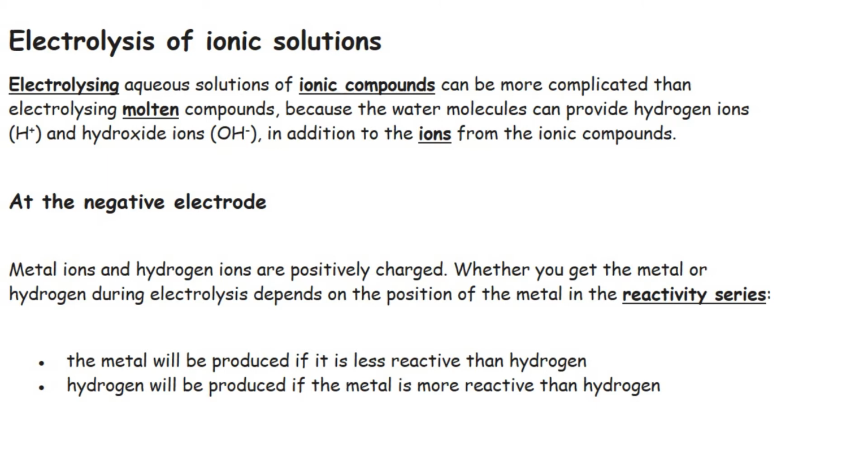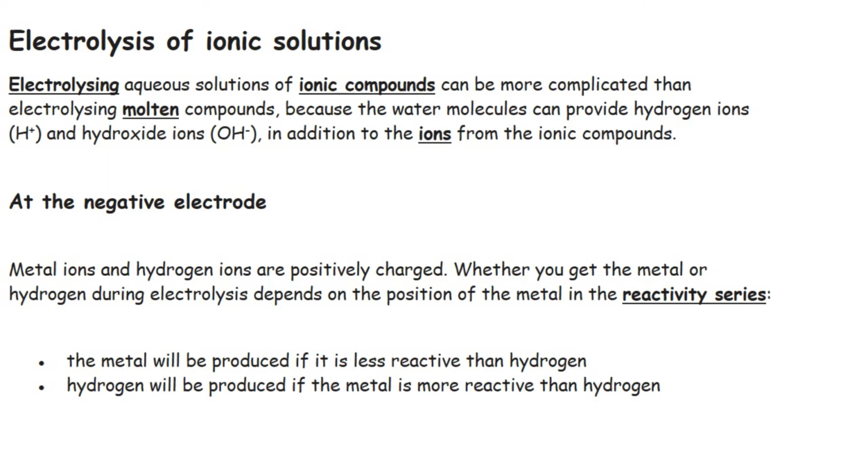Next we can see electrolysis of ionic solutions. Solutions means it is in aqueous media. So this will be a little more complicated than molten because you will see more ions from water also. Water molecules can provide hydrogen ions, H+, and hydroxide ions, OH-, in addition to the ions from the ionic compounds. So at the negative electrode, you can see metal ions and hydrogen ions are positively charged.